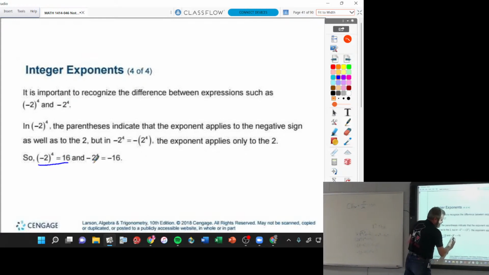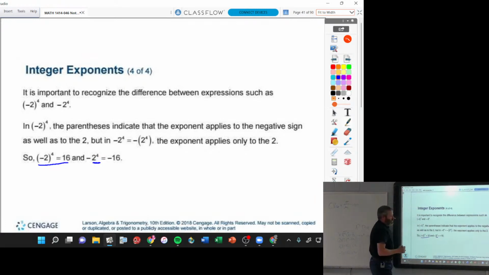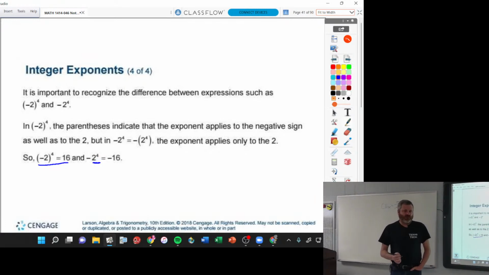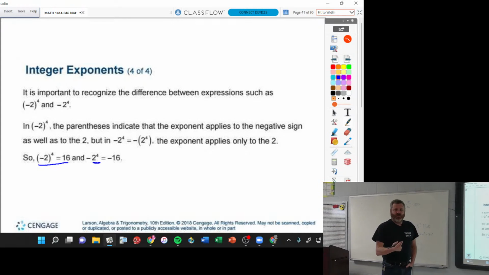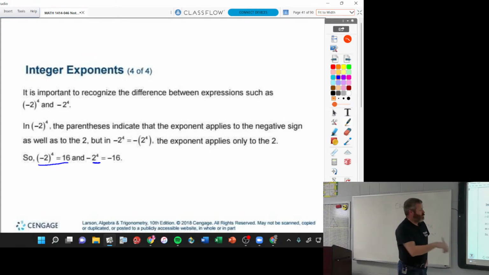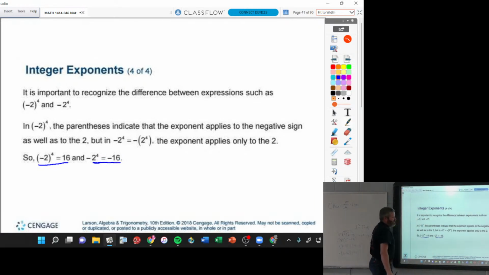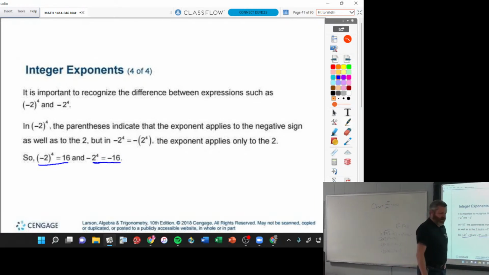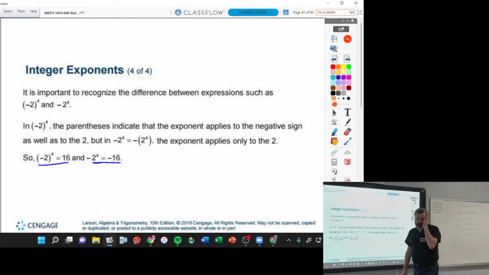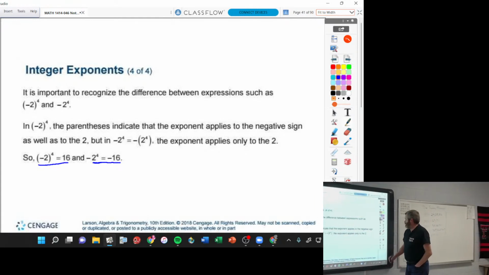Without the parentheses, again, the exponent is only on the 2, so that's only 2 to the fourth power. 2 times 2 is 4, times 2 is 8, times 2 is 16, but there's a negative in front of it. So negative 2 to the fourth power is negative 16. So be very, very careful when you're doing your math and know where parentheses should be and shouldn't be.